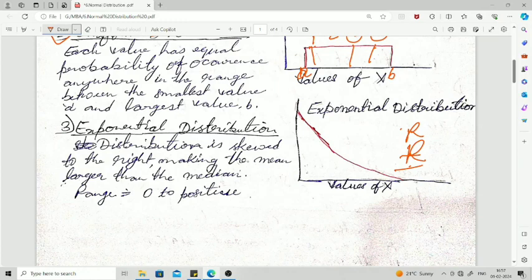So that's again making the mean larger than the median, and the range here is 0 to positive. So the range of values will be from 0, from here 0 to positive. Positive means any value it can be, it depends on the range of the distribution. It starts from 0 and ends at whatever the value is in the distribution.